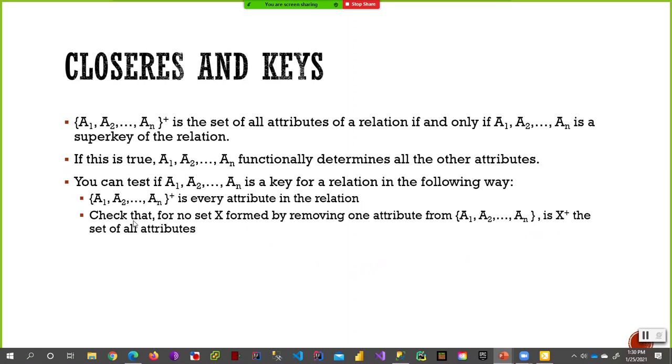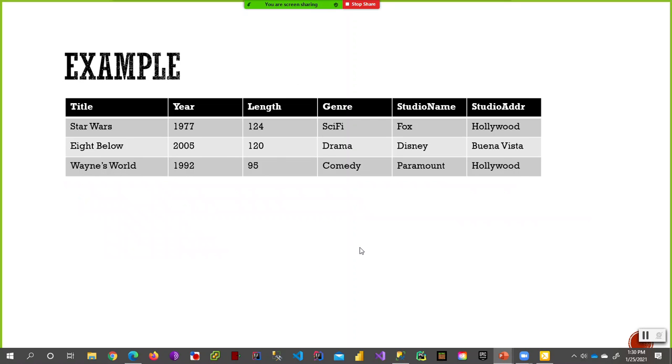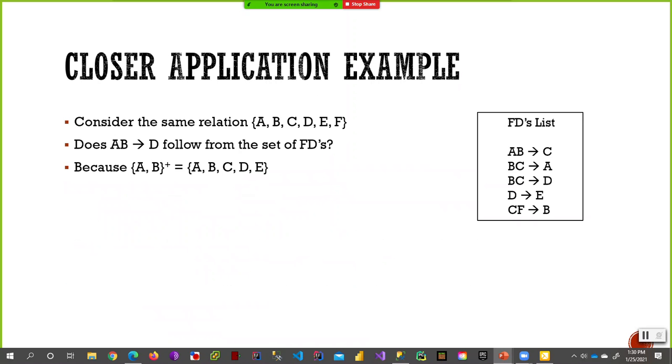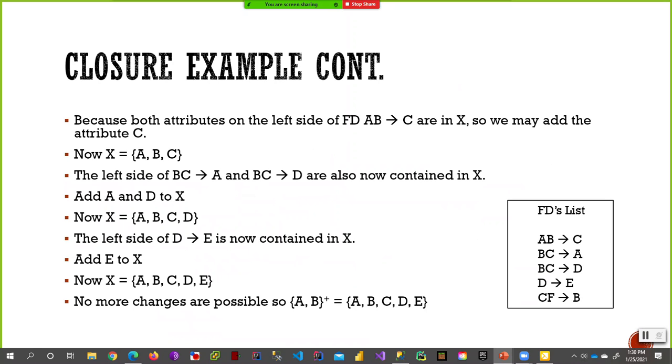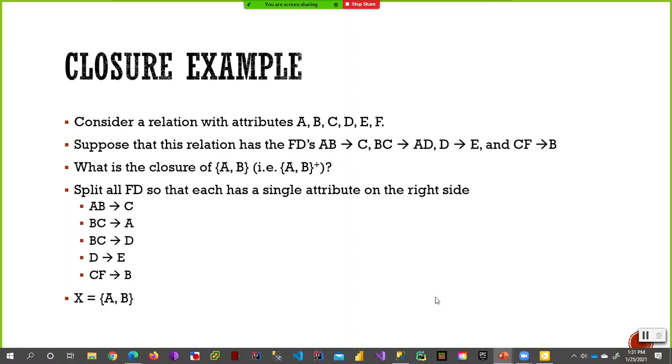So with that definition, the question I want to ask is, given this, is AB a key for the relation that we're dealing with here? So the closure set is A, B, C, D, E, and the relation is A, B, C, D, E, F. So is AB a key of that relation?